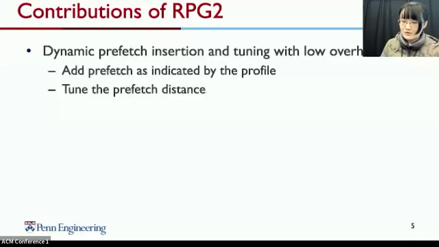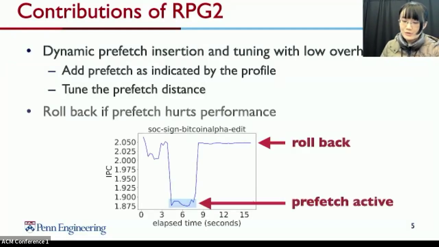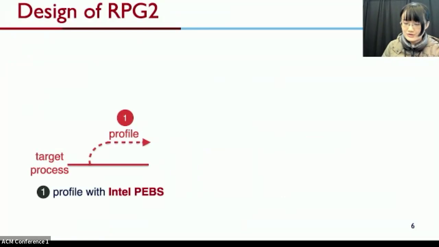RPG2 is a pure software system that operates on running C and C++ programs, profiling them, injecting prefetch instructions into them, and tuning those prefetches to maximize performance. RPG2 can also respond when prefetch ends up being harmful and roll back to the original code. And here is how RPG2 works.